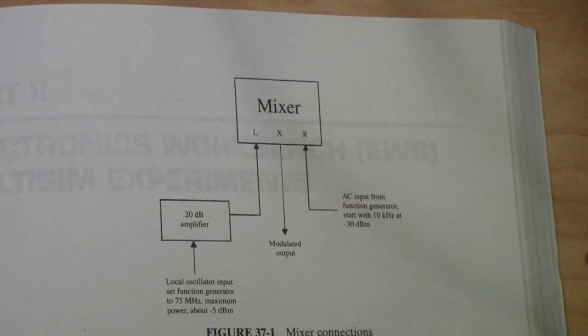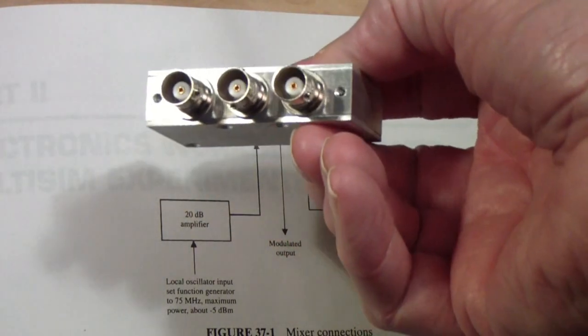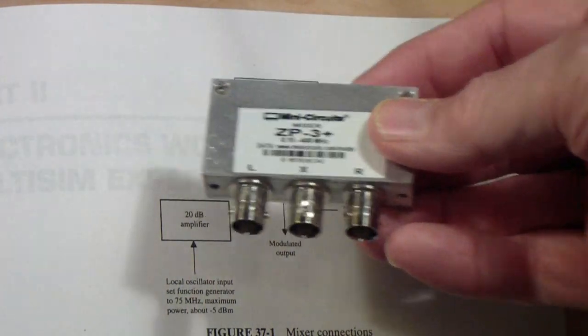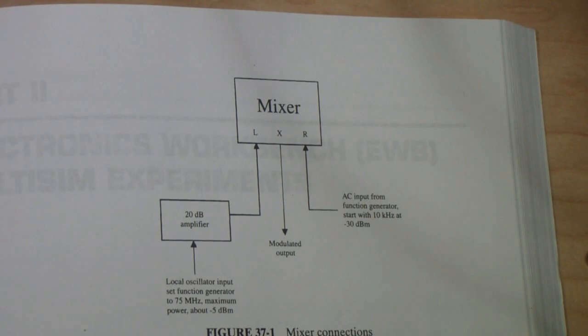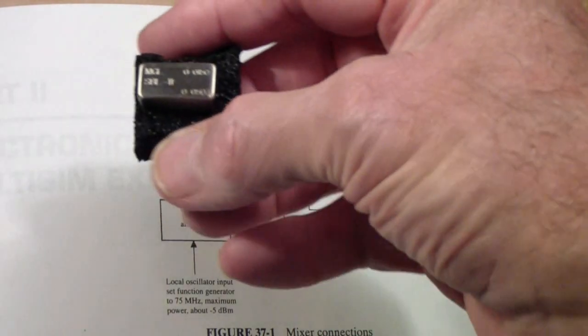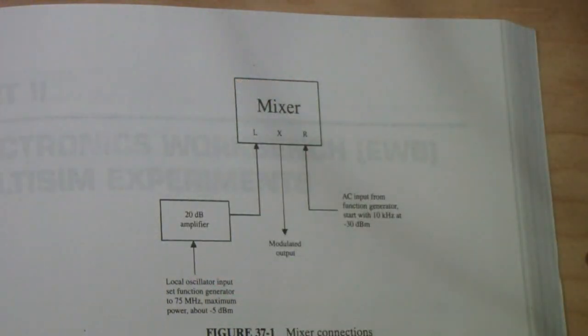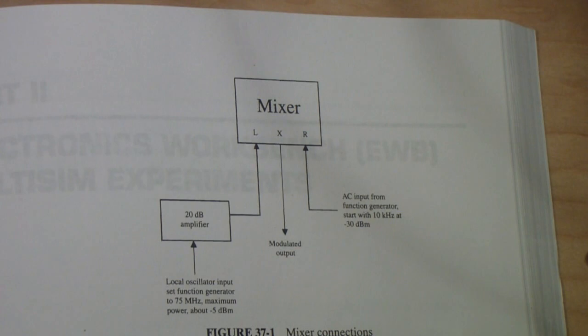And as I pointed out before, these connector versions of circuits are much more expensive. I think this one is about $40, whereas this one is about, I don't remember, but way less than 20. And this one goes to 2,000 megahertz, whereas this one only goes to 400.